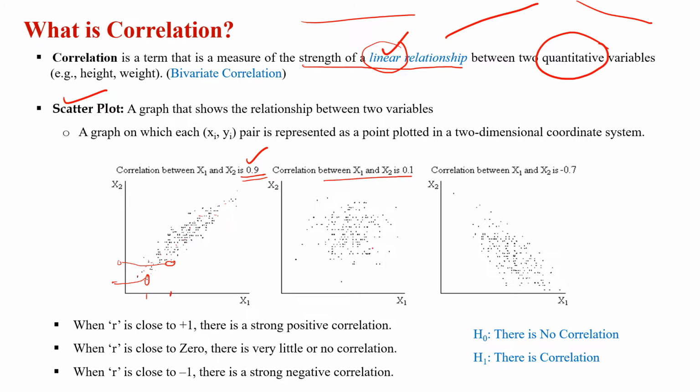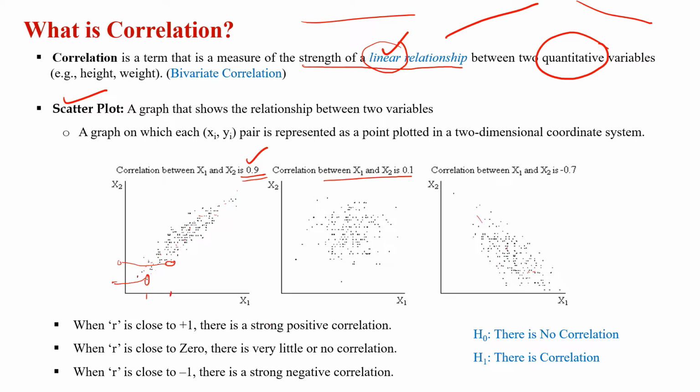Okay, so only 10% of the time when x increases, x2 is also increasing, or it is near to zero, we can say that it might be possible they do not have a significant relationship between the two variables. Okay, over here we have the negative relationship.